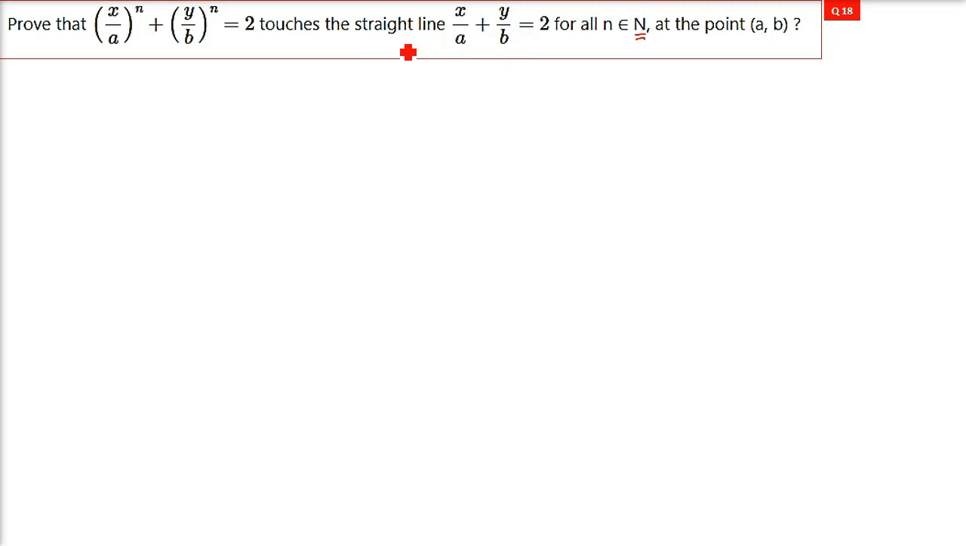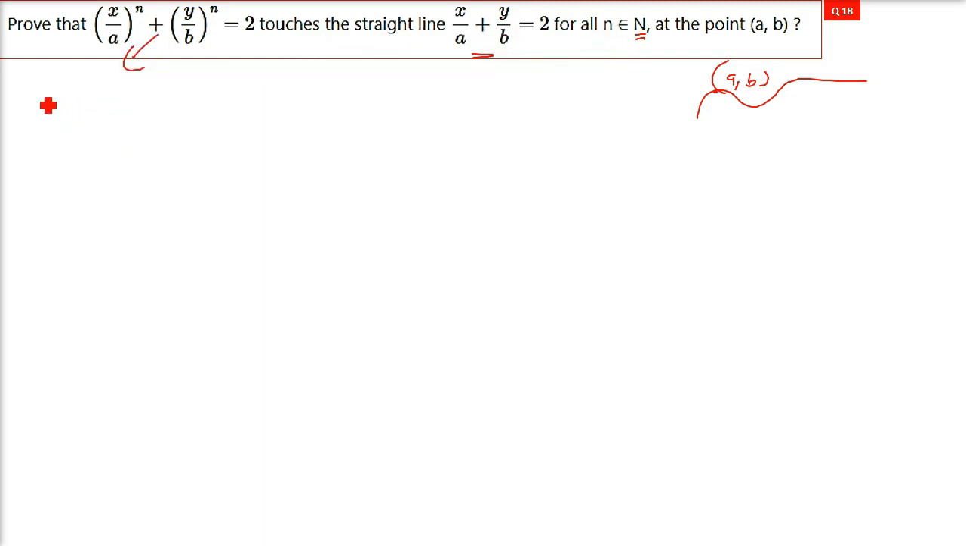So it is a simple differentiation problem, basically, with the line equation in the picture. We will try to use this a and b, that is the point, and the equation (x by a) plus (y by b) to the power n equals 2. So we'll differentiate this equation, put the point a and b, and then we'll try to come to this straight line as x by a plus y by b equals 2. So eventually the first and third thing which is given, we'll use to get the middle one, which is x by a plus y by b equals 2.